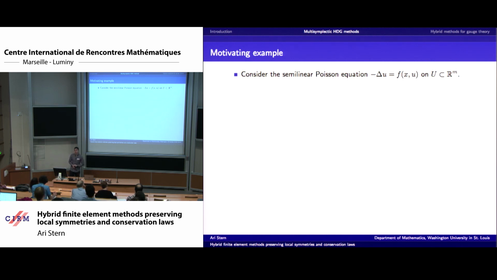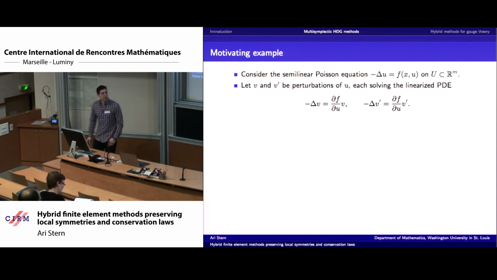And here I'm mostly going to be talking about elliptic PDEs. If you have a hyperbolic PDE, you could semi-discretize the elliptic part and then use a geometric integrator for the time part. But anyway, for the most part, I'm thinking about spatial discretization. So consider the semi-linear Poisson equation. So here I have minus Laplace u equals f, but f may depend both on x and on u itself.